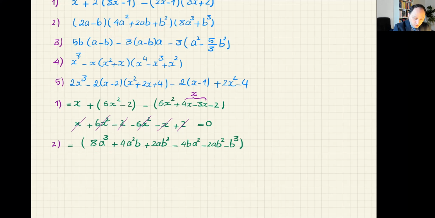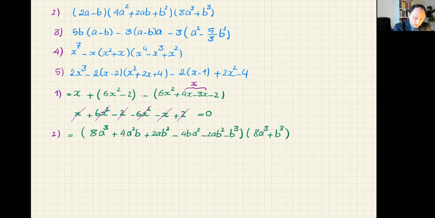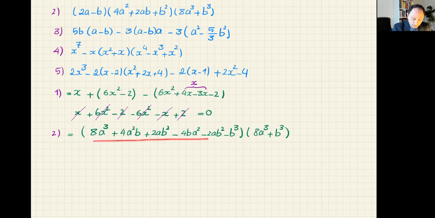But you shouldn't be in a hurry. I don't want to touch this part, which means that I have to rewrite it. 8a to the 3, b to the 3. Okay, but this, I can simplify. After I simplify that, I will start multiplying the next one.